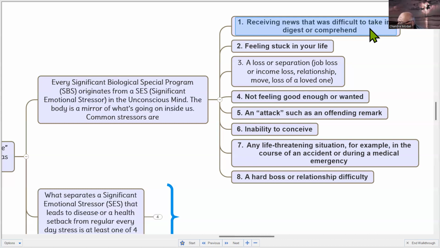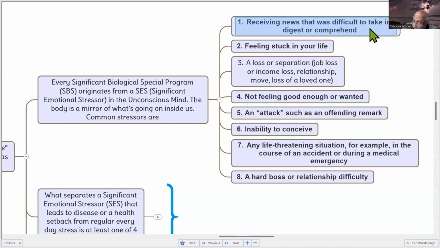This guy is stupid always. For us, it may be very easy, but for the recipient, it may be very difficult. Inability to conceive. That's a thought process that many childless people have. Any life-threatening situation, for example, in the course of an accident or during a medical emergency, or a hard boss or relationship difficulty. These are all the deviations that could impact us, which are stress influencers. Yes or no?